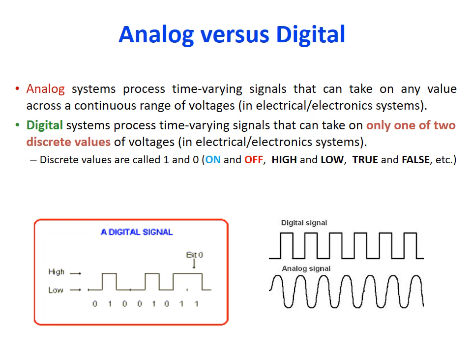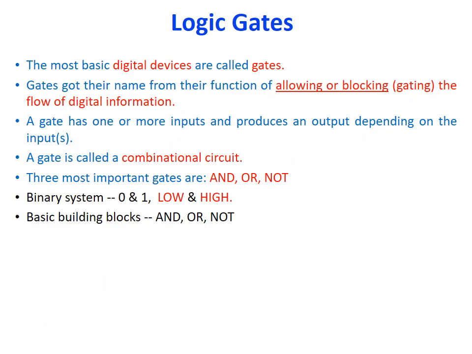Here we can see analog versus digital signals. Analog systems process time-varying signals that can take on any value across a continuous range of voltage in electrical and electronic systems. Digital systems process time-varying signals that can take on only one of two discrete values of voltage. These discrete values are called 1 and 0, on and off, high and low, or true and false, etc. So as per the scenario, a digital signal is in terms of 0 and 1, and the analog signal is a continuous sinusoidal signal.